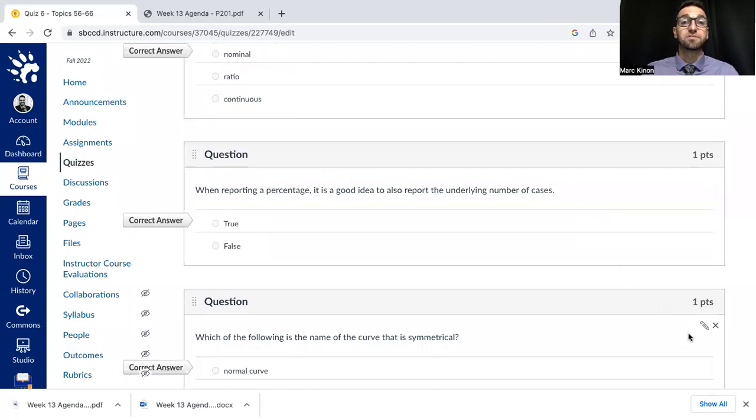When reporting a percentage, it is a good idea to also report the underlying number of cases. Yes, I totally agree. Okay. If you say 50% of people believe X, 50% believe Y, and it's actually one person believes X and one person believes Y, well, that's not very convincing, right?